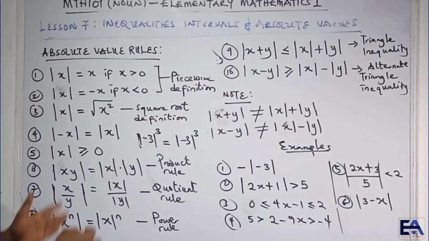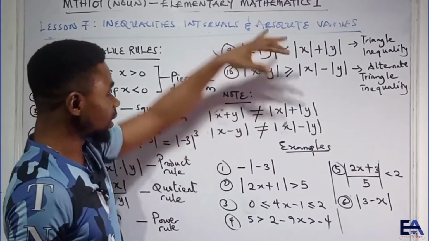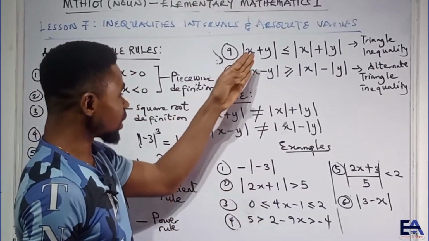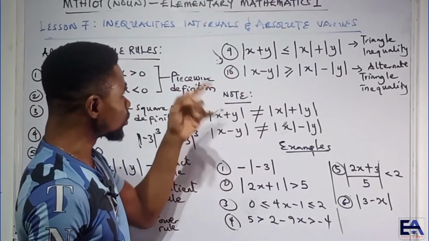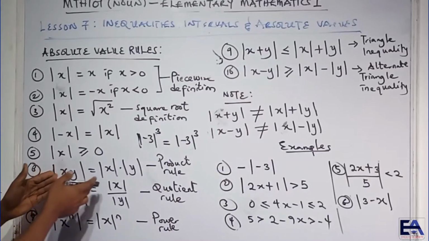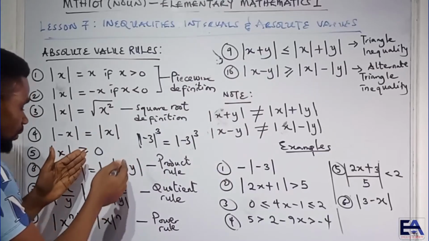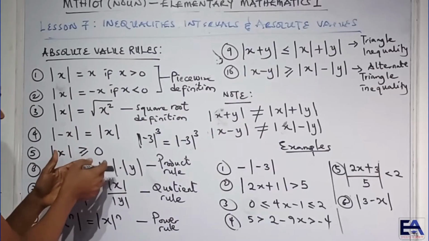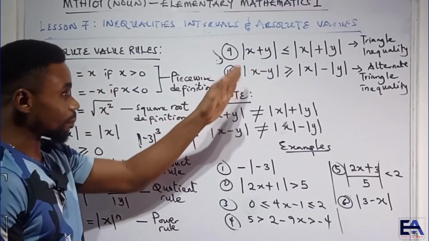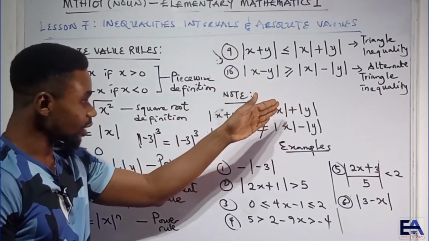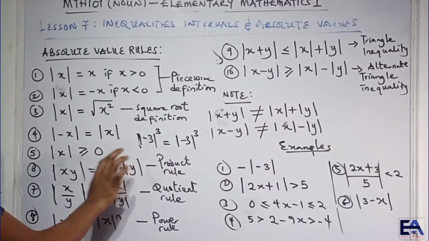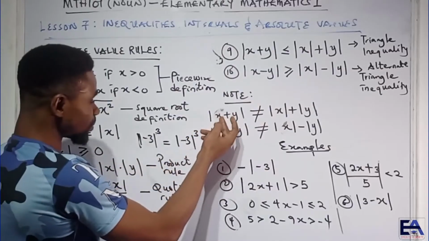The next rule is very important for you to take note of. It is absolutely different. Don't say that because the absolute value of the product of two numbers is the same as the product of the individual absolute values of each number, the same applies to plus and minus. It doesn't. You don't say that because it applies to multiplication, then the same thing would happen here.